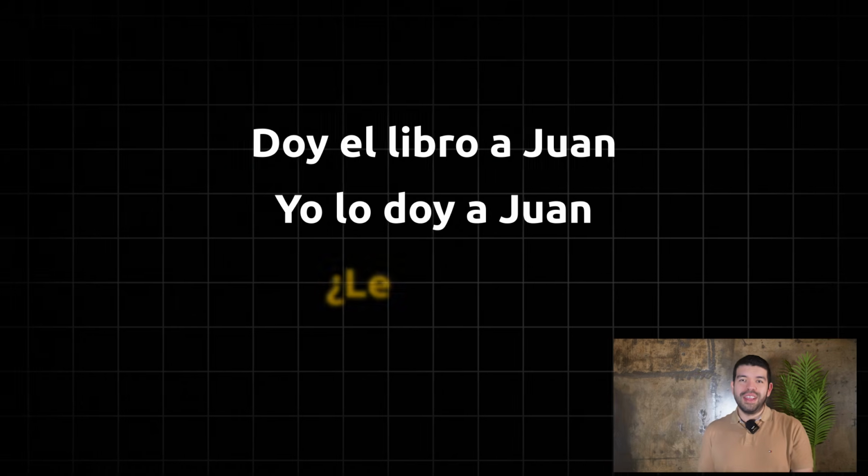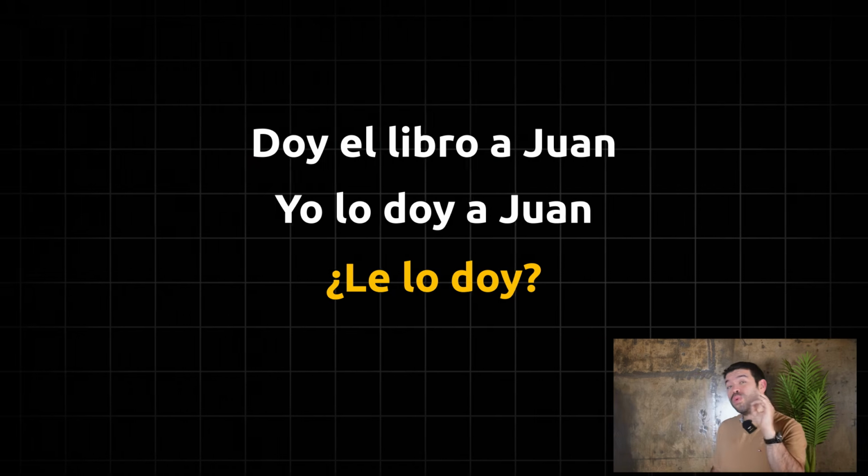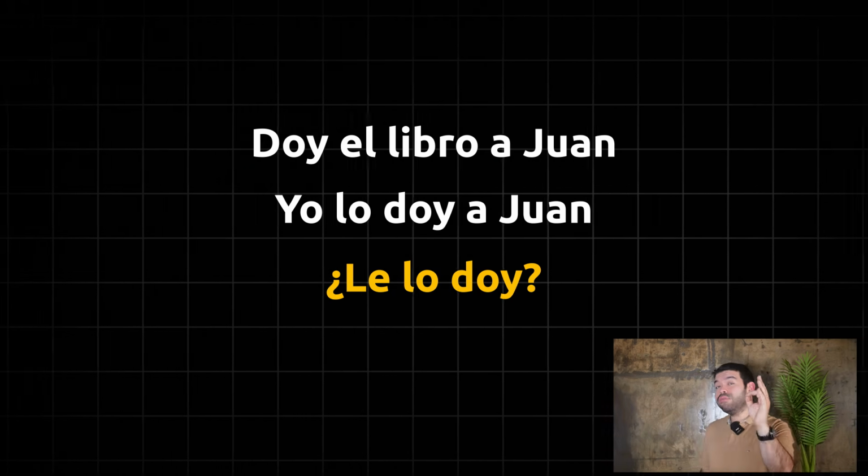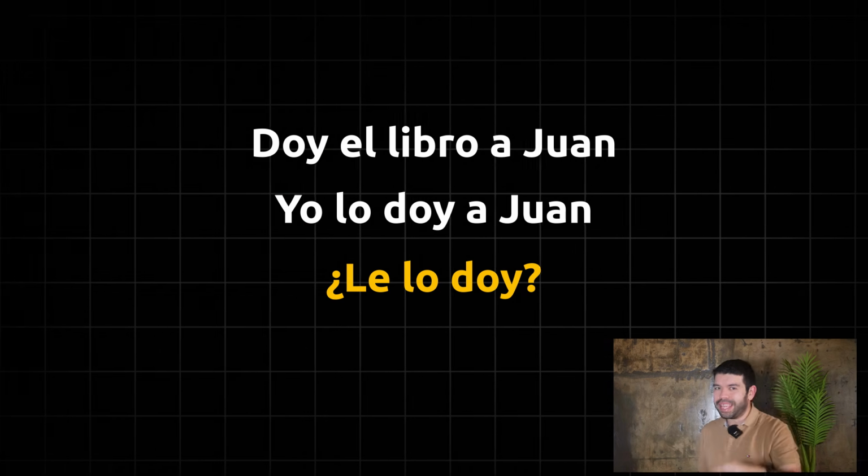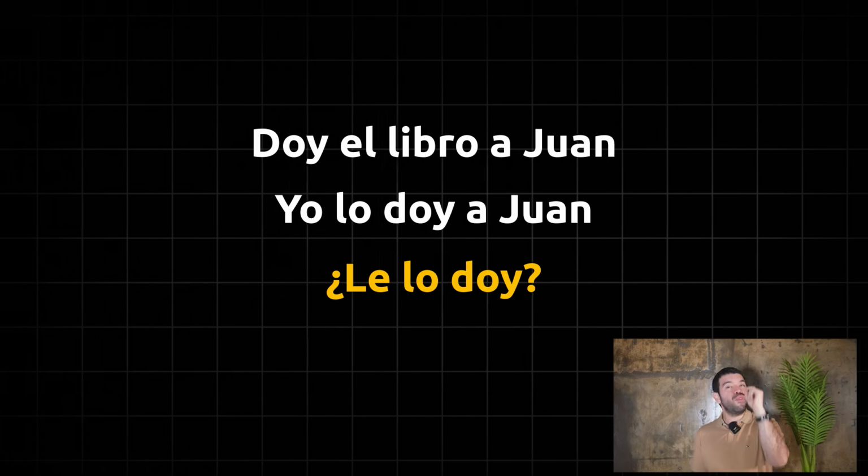You know this. We're going to replace Juan with the pronoun le. Exactly. Indirect object pronoun le. So it's le lo doy. And it looks logical. But Spanish doesn't allow that combination. We're not that logical. So sometimes it changes.